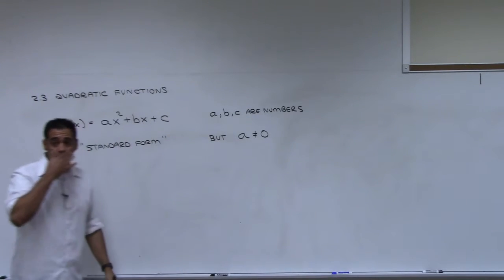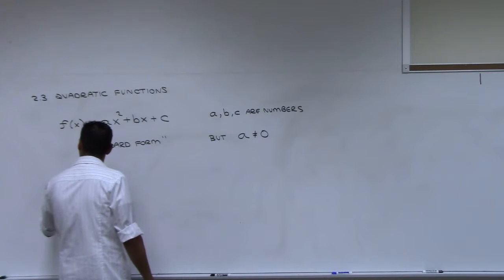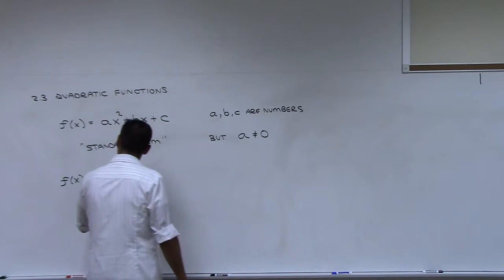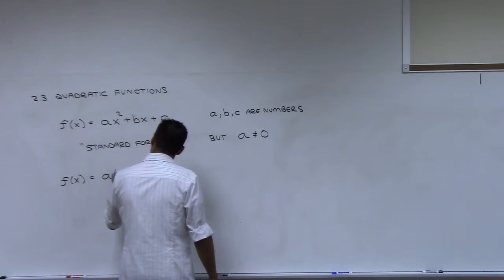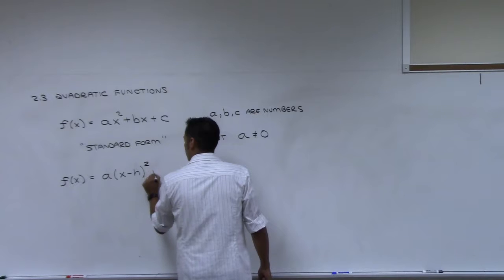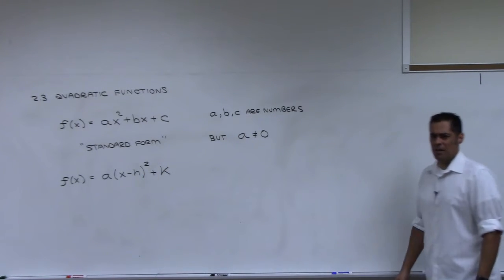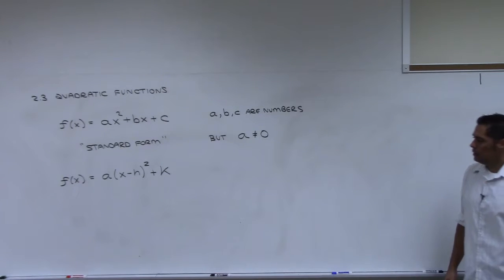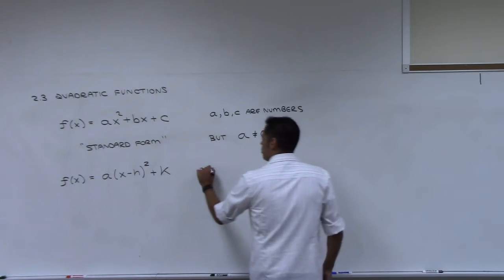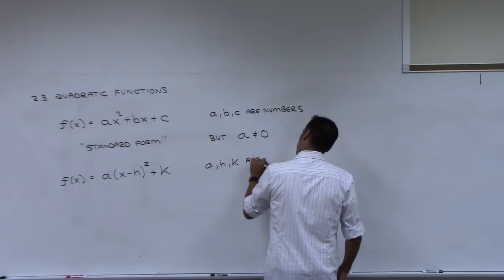And I'll do an example here in a little while, and I'll give you a specific quadratic function to look at. Now the other form is going to look weird, but here's what it is. F of x equals a times x minus h in parentheses, that quantity squared, plus the letter k. Here, a, h, and k are numbers.